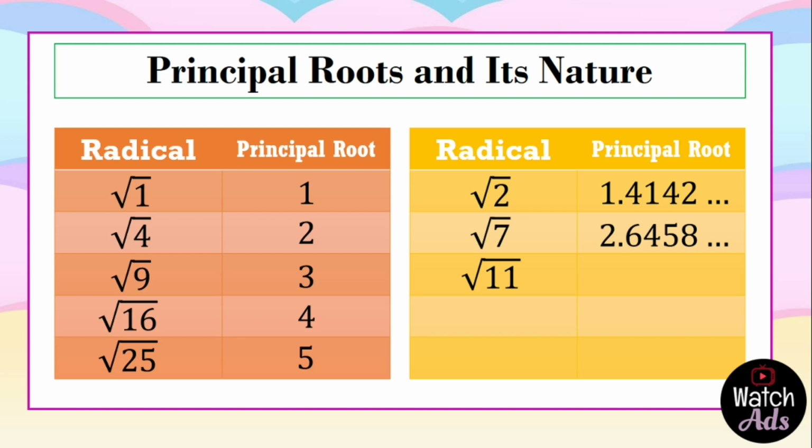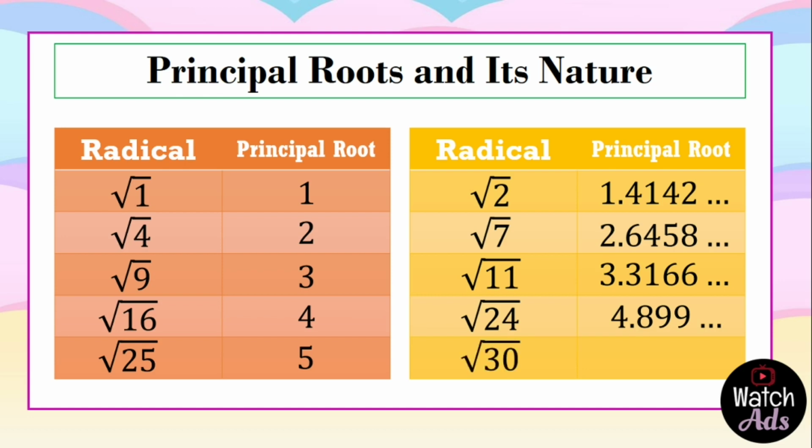The square root of 11. 11 is not a perfect square. Its square root is 3.3166 and so on. The square root of 24, since 24 is not a perfect square, its square root is not a whole number as well. That is 4.899 and so on. The square root of 30. 30 is not a perfect square, so its principal root is not a whole number. It's 5.4772 and so on.